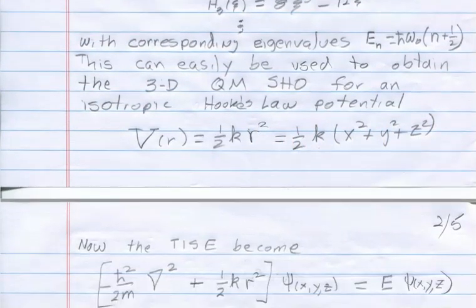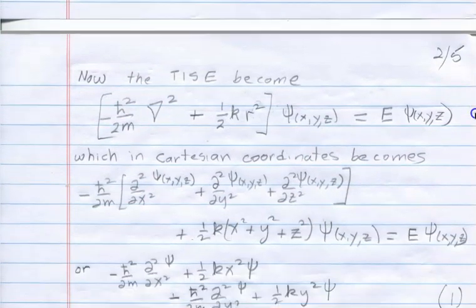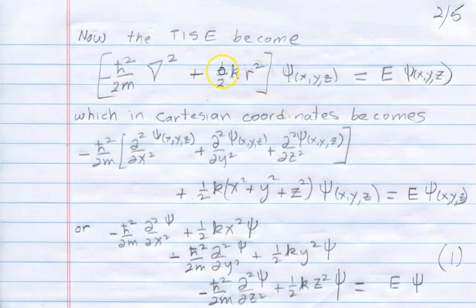Now in 3 dimensions, we've got this equation. Here's the time-independent Schrodinger equation. There's our potential, the kinetic energy operator, a wave function in 3 dimensions, and the corresponding energy. And using Cartesian coordinates for the Laplacian, it turns into this here, acting on psi.